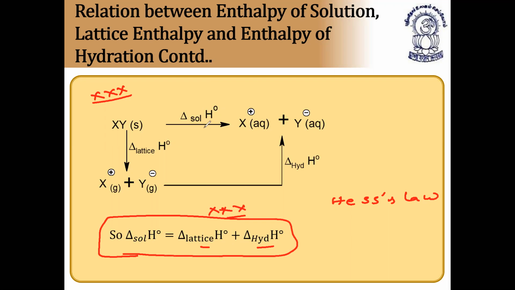So always, whenever a solute is dissolved in a solution, these are the two steps taking place. First, the solute changes into its gaseous ions. Then, by gaining hydration enthalpy, they change into aqueous ions. So this is nothing but aqueous ions formation. That is, solid changes to aqueous ions directly. We will call it as enthalpy of solution or enthalpy of dissolution.